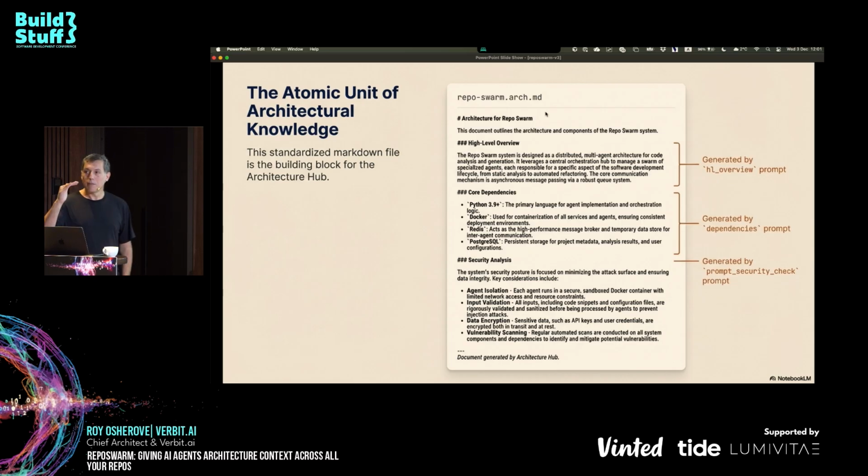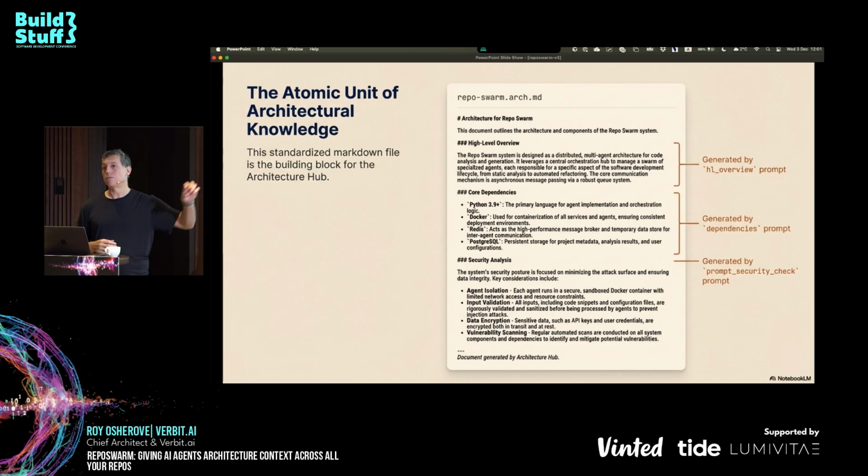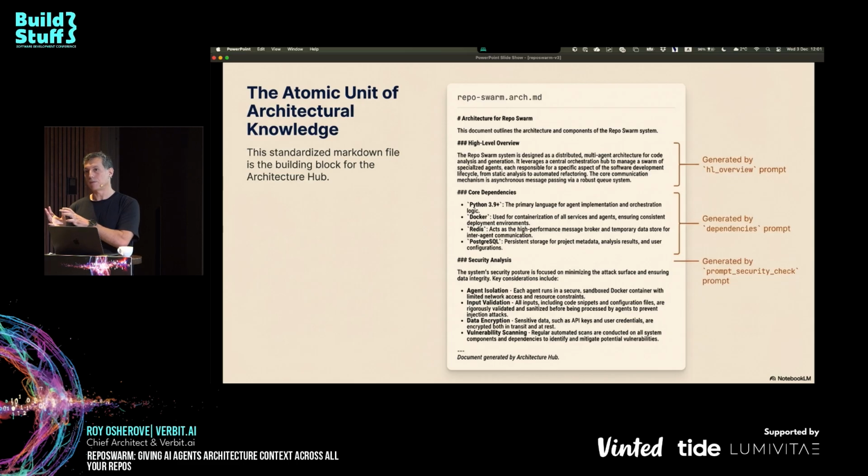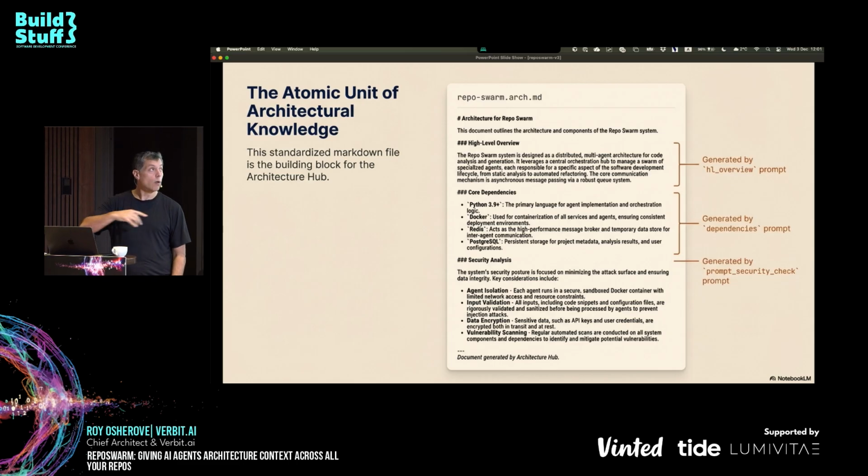So the atomic level of an Architecture Hub unit is a repo.arch.md. And in that file, you have a bunch of sections. You have a high-level overview, you have dependencies, you have security analysis. There's a bunch of stuff here. Each one of them is created by a separate prompt and a separate call. And all of this gets regenerated on a daily basis.